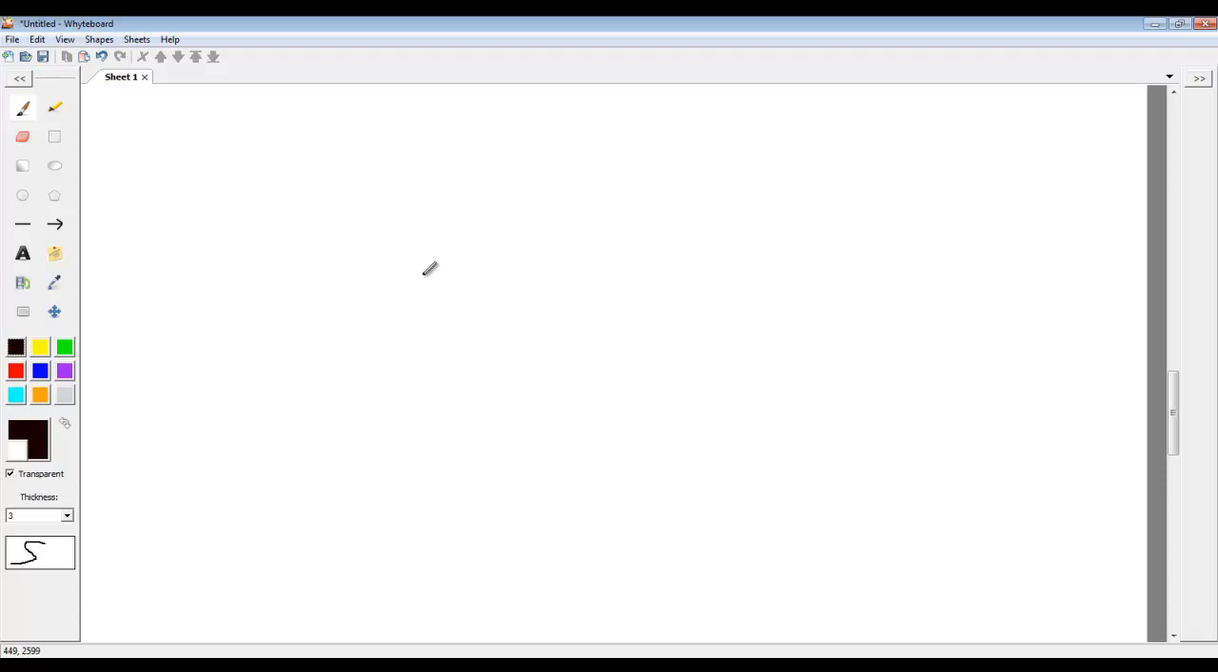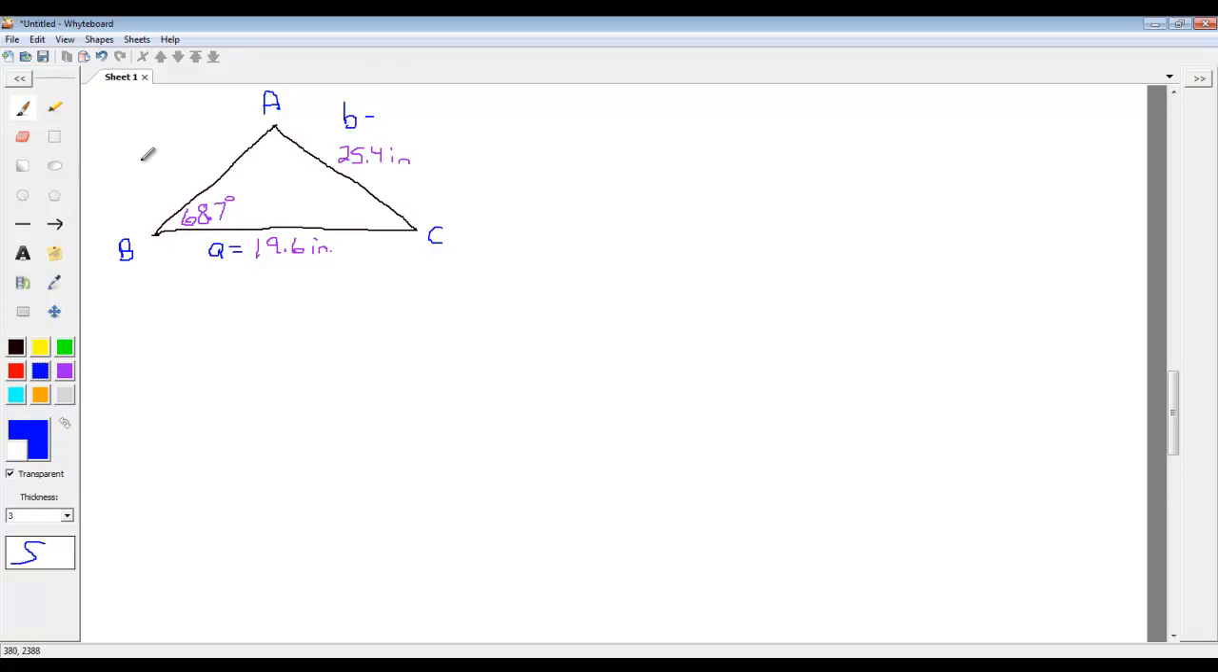Let's say you've got one, I think I did this one in another podcast, but let's say you know that angle B is 68.7 degrees, this is not to scale as usual, and let's say you know that side B is 25.4 inches, and let's say you know side A is 19.6 inches. And you've got to go through and solve this triangle.